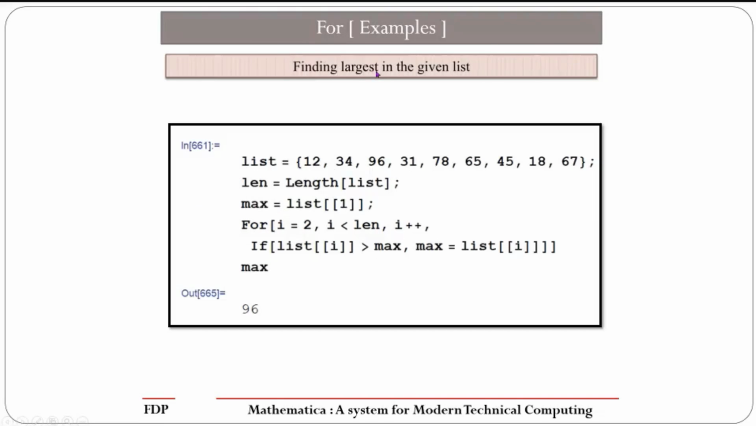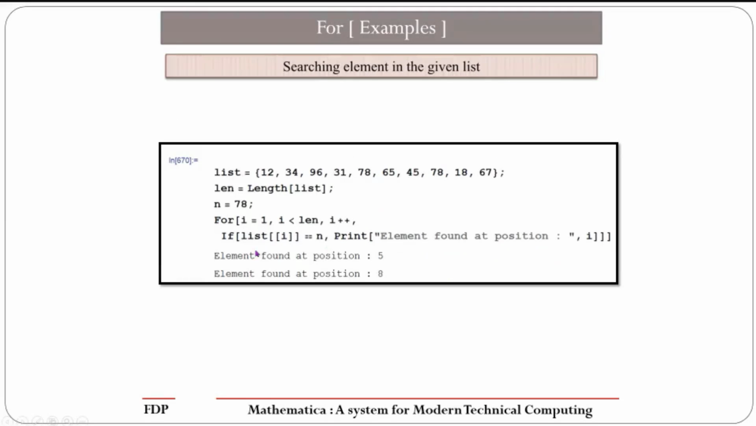The same concept is here as in the largest. What am I doing? I am comparing the previous max with the coming list element, and I am updating it. The same concept is here. If it is my number, I am comparing, and the comparison is with equal to. Here in the largest it was less than or greater than, but here is your equal to.